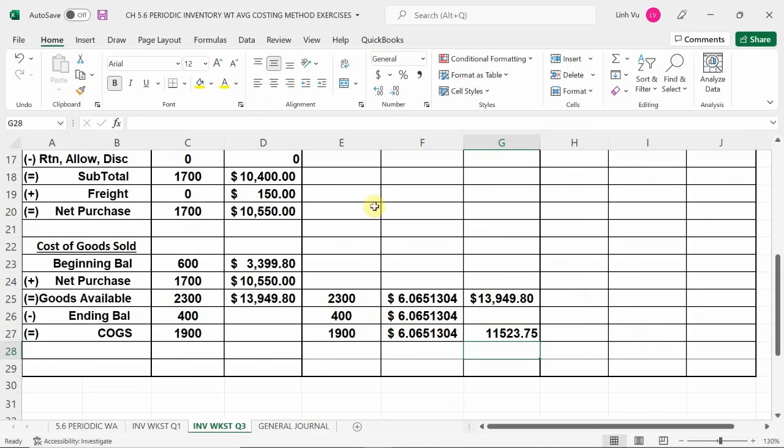$11,523.75. Good. So in this case, that is correct. And you can also solve for this one as well. The cool thing about Excel is you can also copy the formula upwards. Okay? So you should get $2,426.05 for your ending balance.